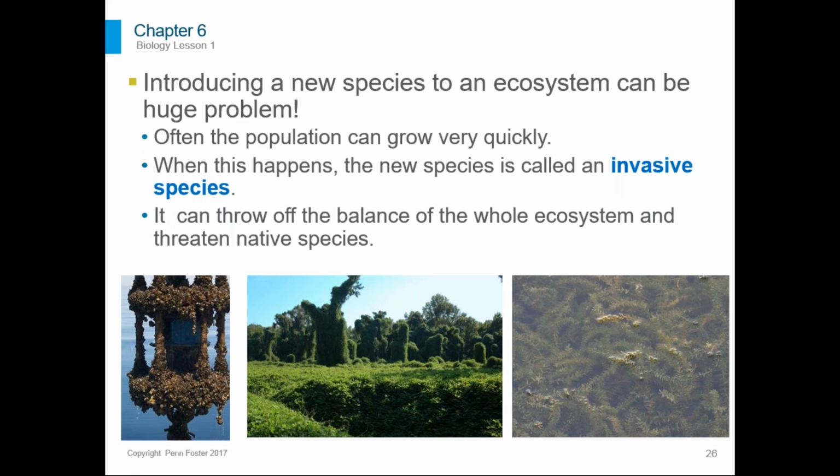And the one on the right is similar. It's called hydrilla. It's a plant that lives in the water. And the same thing, it was brought here and there was nothing to hold it in check. And so it's just growing through our waterways in the south.